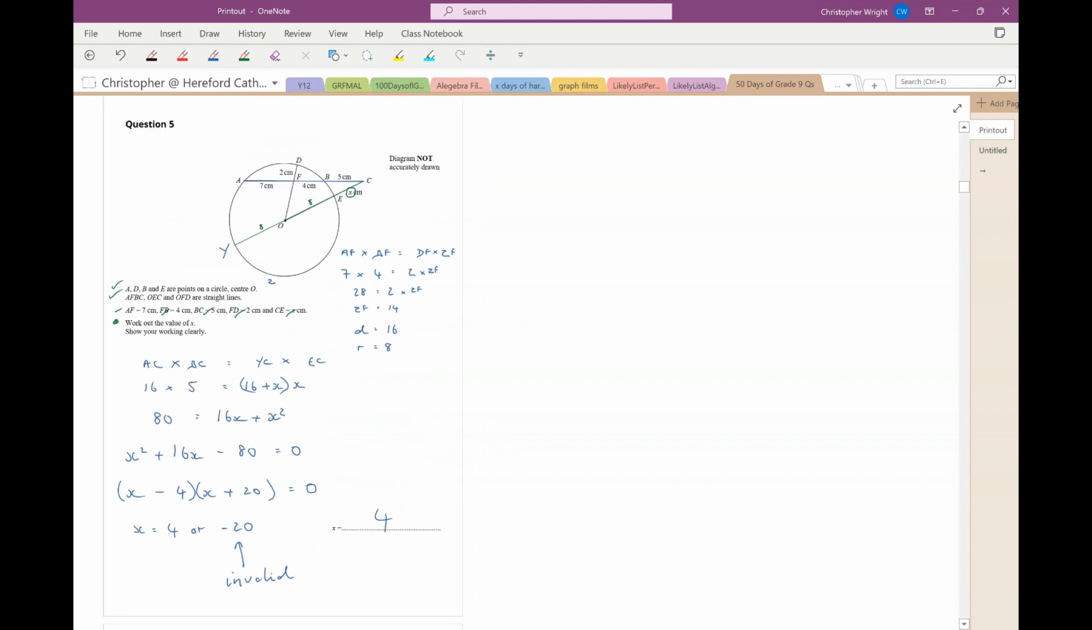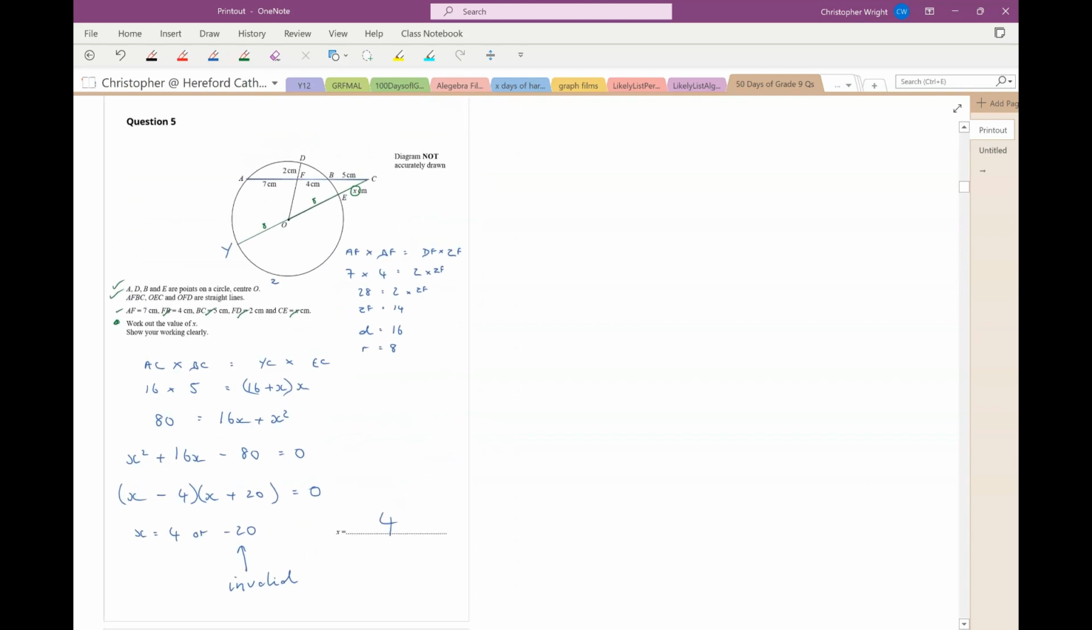So in question 5 there, we use the intersecting chord theorem twice. Once where the chords intersected within the circle at the point F, and on the second occasion where the chords intersected outside the circle at the point C.